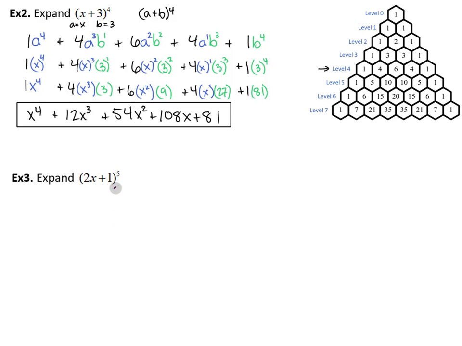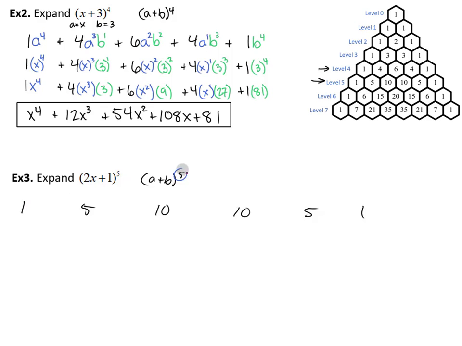We're going to do 2x plus 1 to the 5th power. Let's start with the generic expansion of a plus b to the 5th. And so we're going to use Pascal's triangle. This time we're going to go to level 5 now with coefficients 1, 5, 10, 10, 5, and 1.